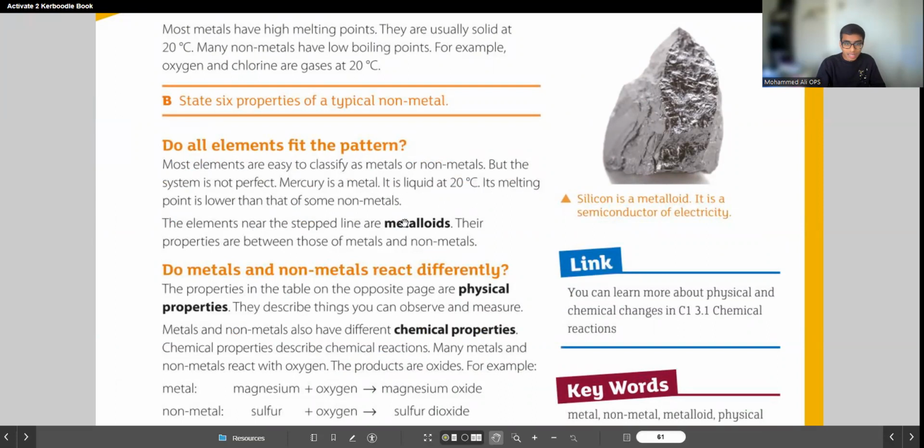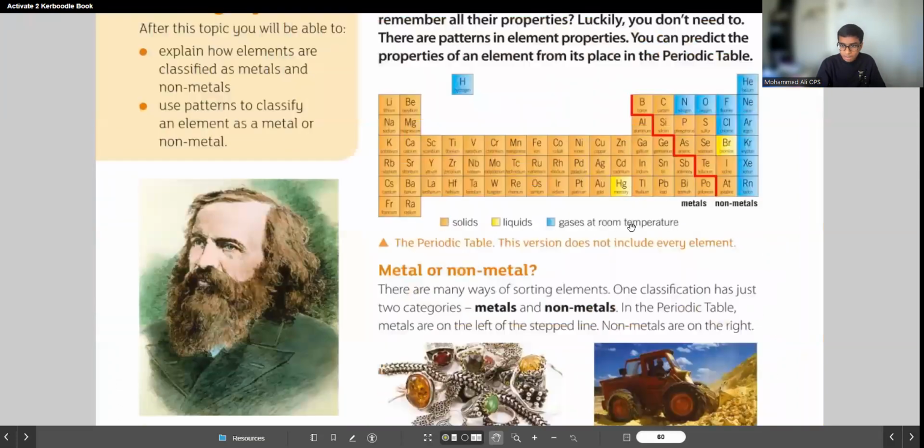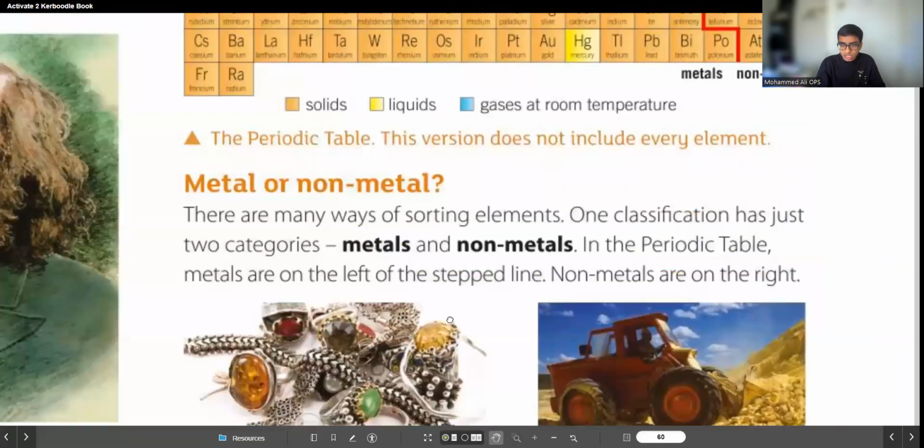So the elements near the step line are metalloids. Like I said before, the elements are near the step line. So the step line is this red line over here. If I can zoom in, this is the step line.